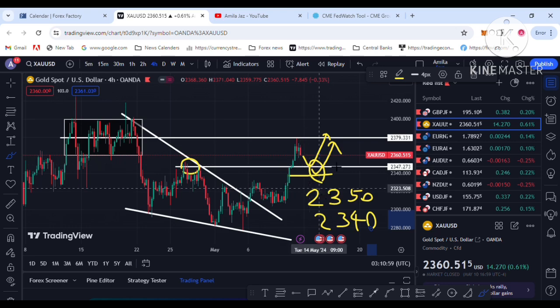For good money management, risk management is the key for gold trading.